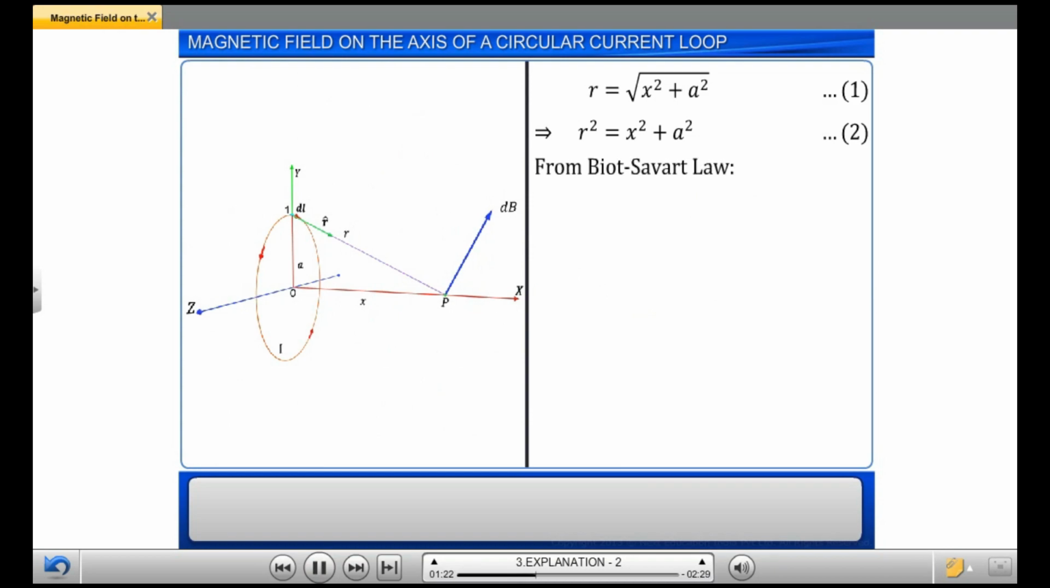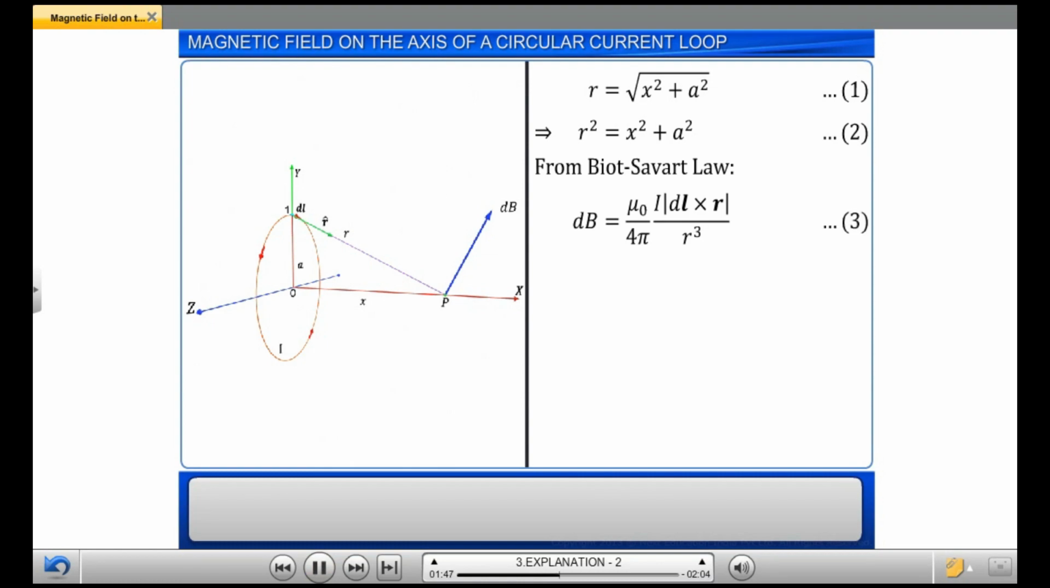According to the Biot-Savart law, the magnetic induction at the point P due to the current passing through the small element dl, dB is equal to mu naught by 4 pi into I into modulus of dl cross r by r cube. Let this be equation 3.